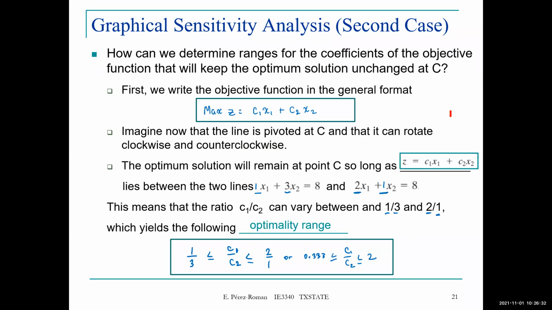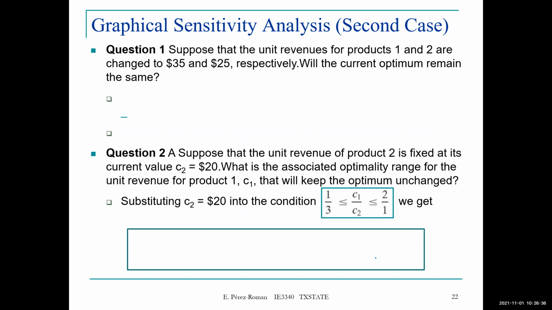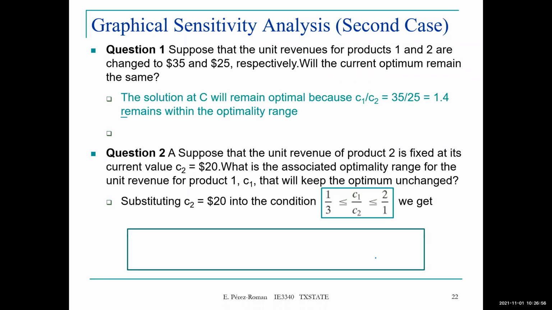Okay, so let's look at some applications of these ideas. Suppose that the unit revenues for product 1 and 2 are changed to 35 and 25 respectively. Will the current optimal solution remain the same? So what we need to do is to find out whether or not that ratio is within the bounds. The solution at C remains optimal because C1 over C2 equals 1.4, which remains within the optimal range. The optimal value changes to 35 times 3.2 plus 25 times 0.6, which is going to be 152.